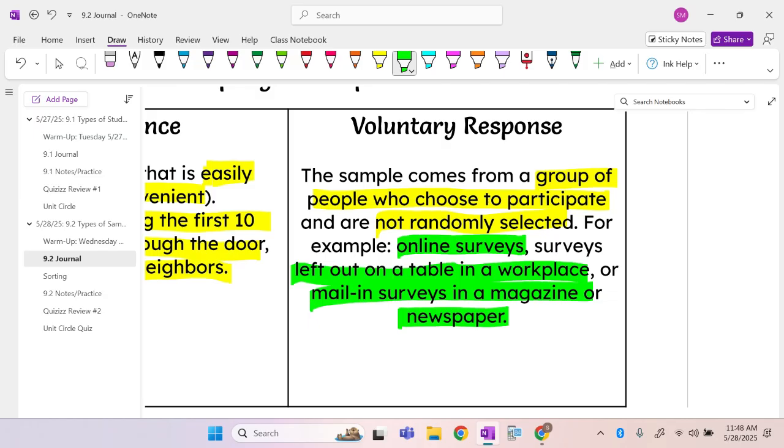Have you ever gone to the grocery store and bought something, and the cashier circles the survey and says, hey, you should fill this out on our performance or whatever, and you don't actually do it? That would be a voluntary response type survey.